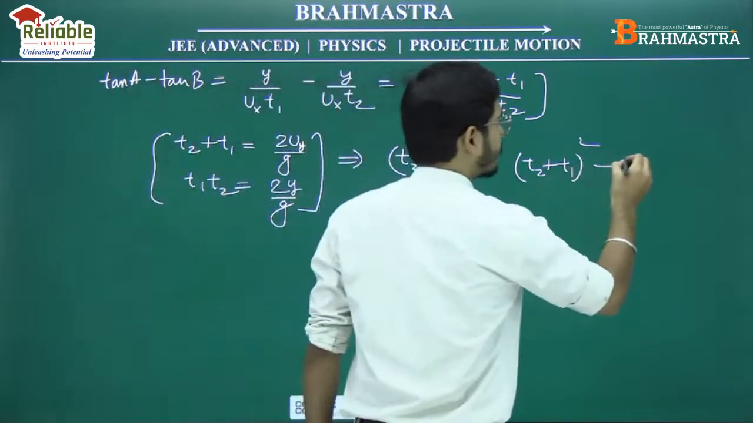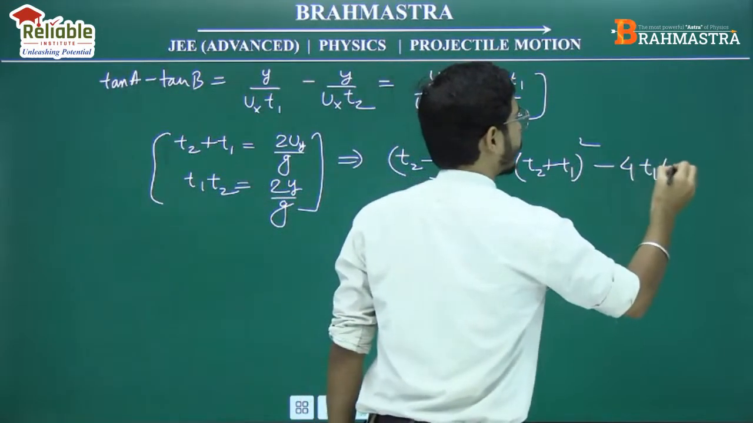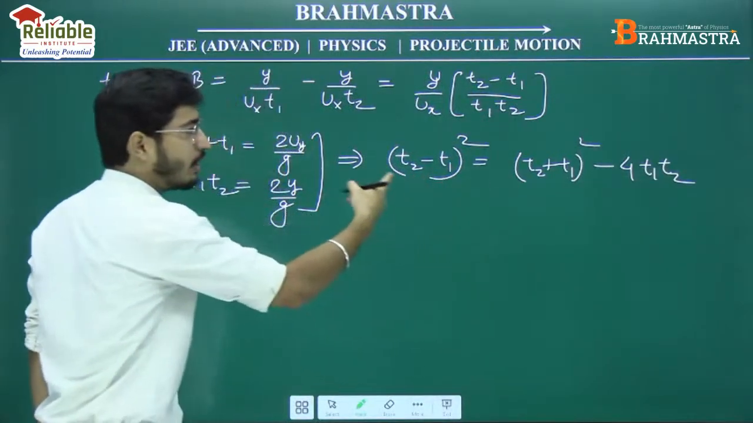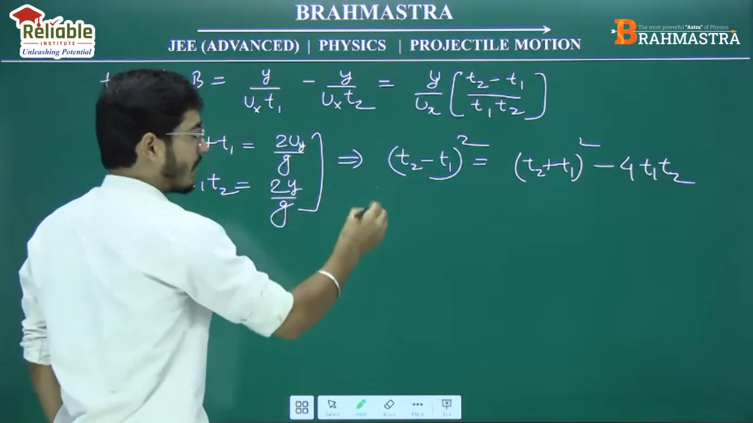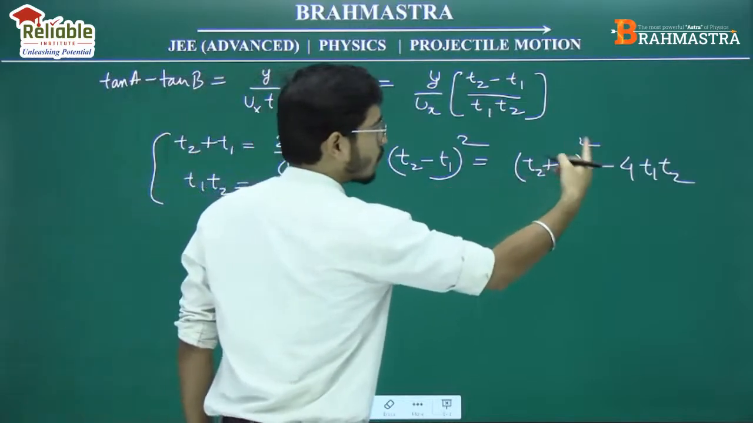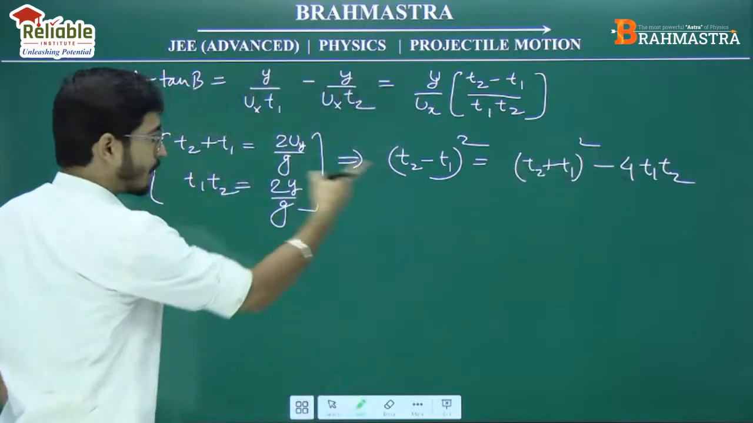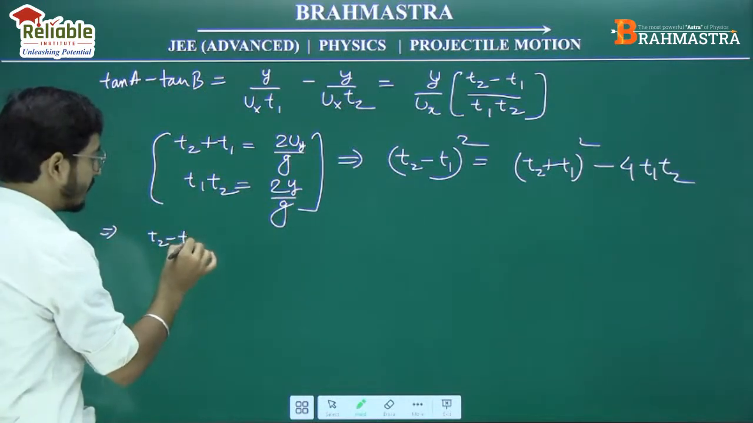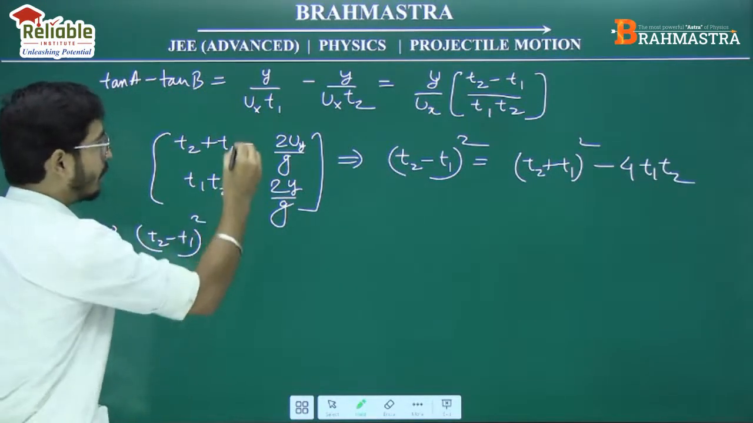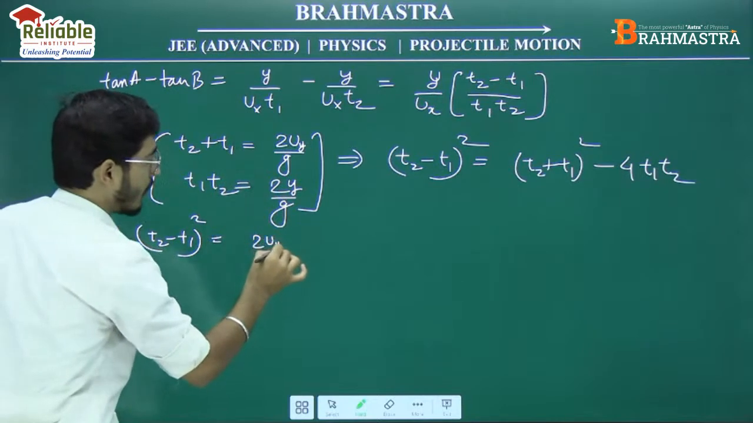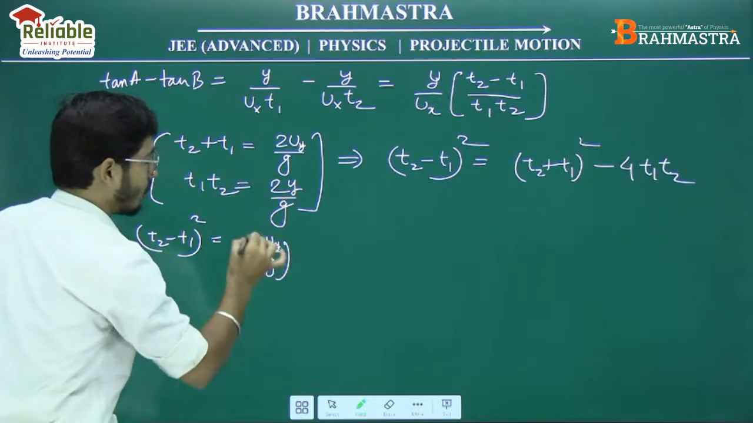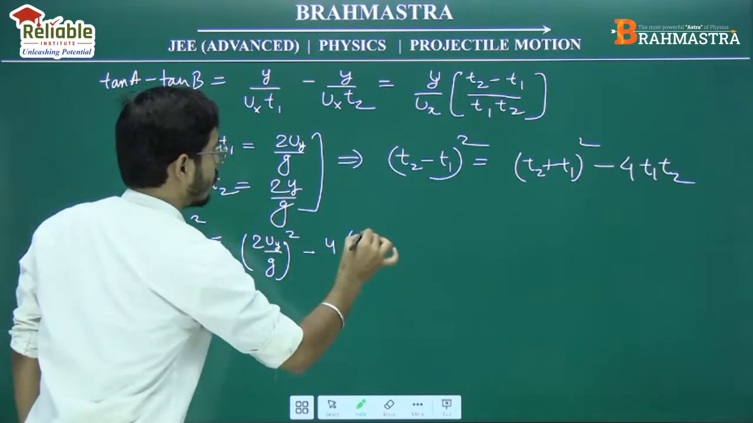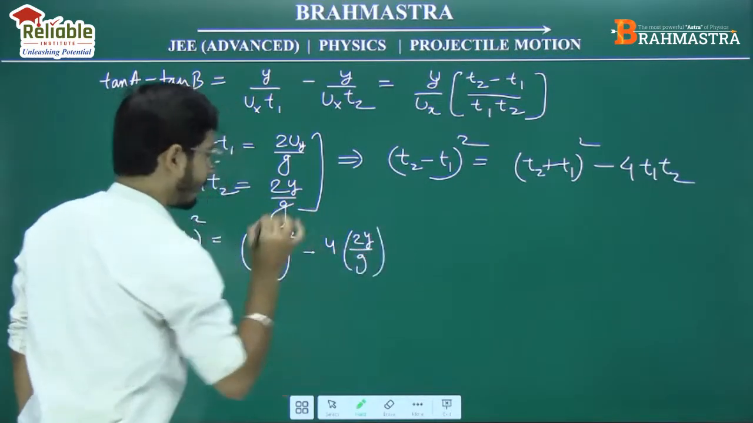So I'll just minus with the 4 t1 t2. Okay. So this is how I can get the value of t2 minus t1. So t2 minus t1 becomes basically t2 plus t1 whole square minus 4 t1 t2. Let's place the values. t2 minus t1 whole square: t2 plus t1 is 2uy over g whole square, minus 4 into 2y over g.